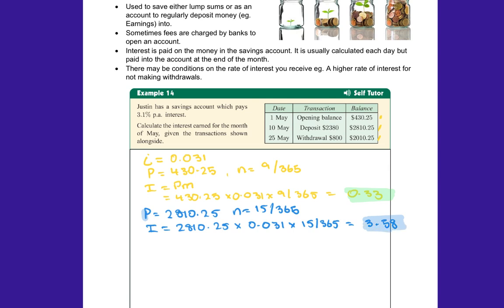And then finally, he's got a balance of $2,010.25 because he takes out $800. So that amount, it's only in the bank for a short time, but we'll still get interest. So 7 days.